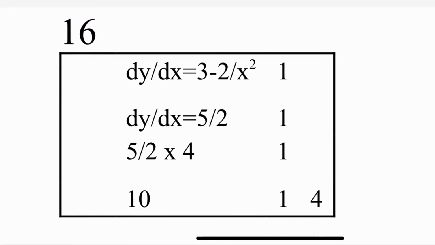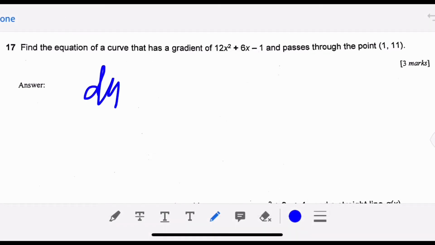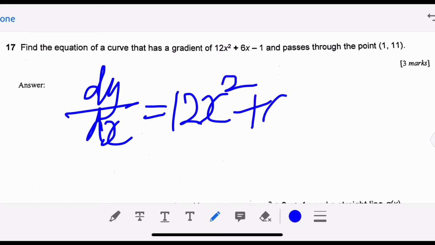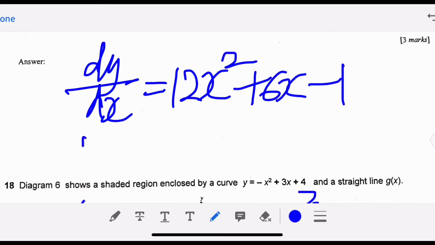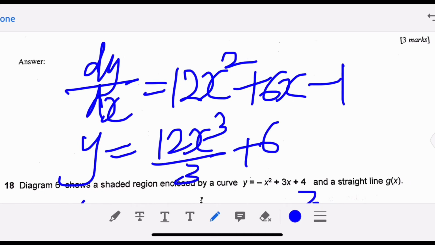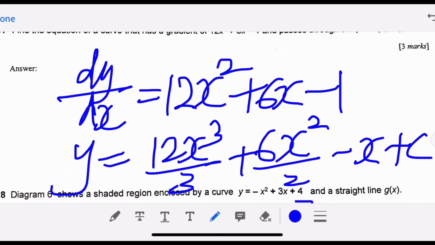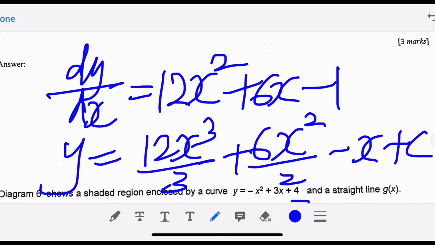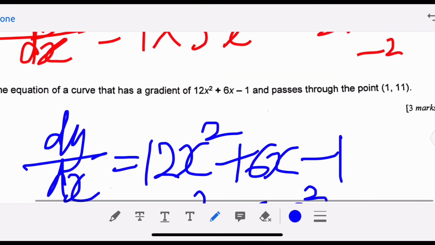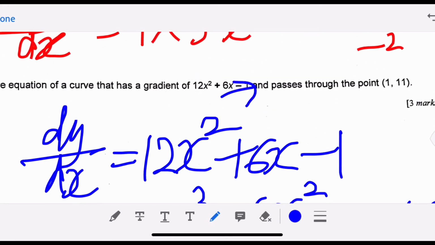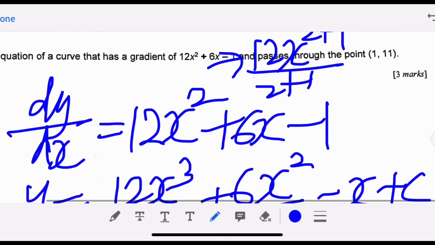Alright, now number 17. When you see equation of the curve, it means y. When you see gradient of the curve, it means dy/dx. So you are given the gradient, so you write dy/dx. You want to find y from dy/dx. The only way to find y from dy/dx is integration. So we integrate dy/dx to get y. This is also a concept, so you have to memorize it, and then practice and use it so that you can memorize the concept.